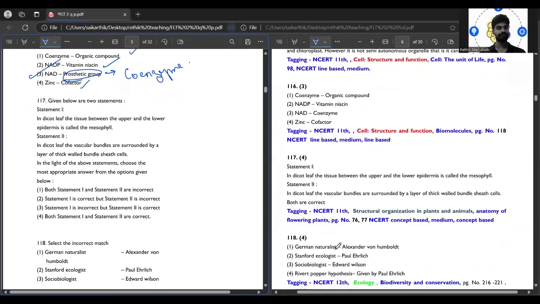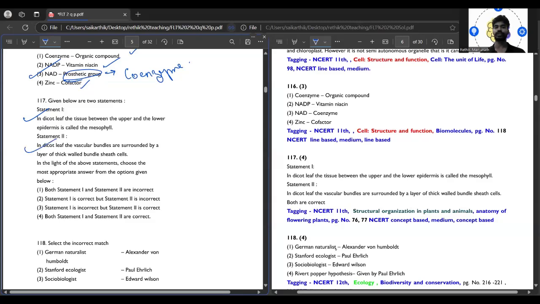117. There are two statements given. We have to choose the correct statement. Statement 1: in the dicot leaf, the tissue between the upper and the lower epidermis is called the mesophyll. That is correct. Statement 2: in the dicot leaf, the vascular bundles are surrounded by a layer of thick-walled bundle sheath cells. So statement 2 is also correct.